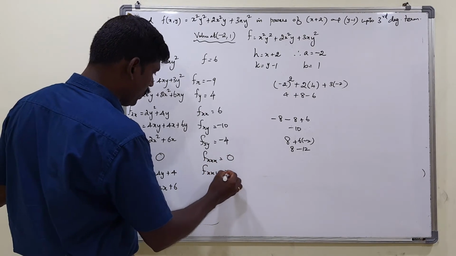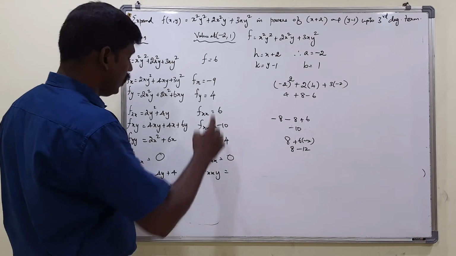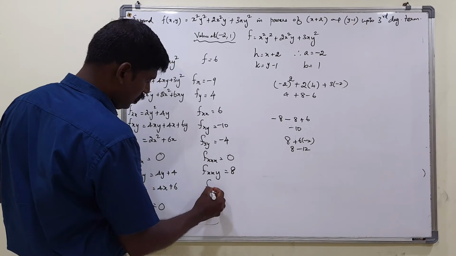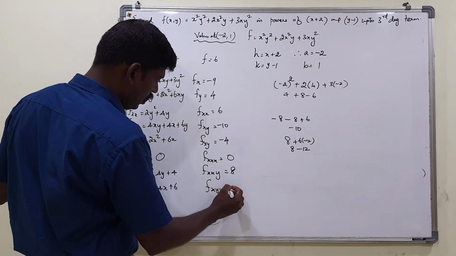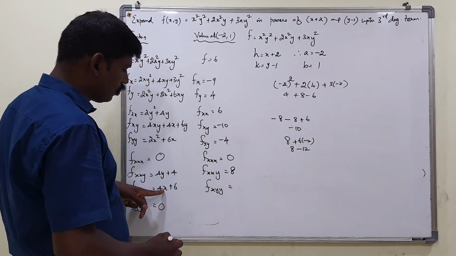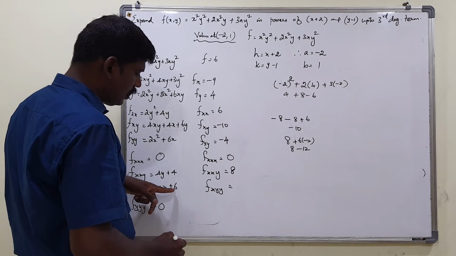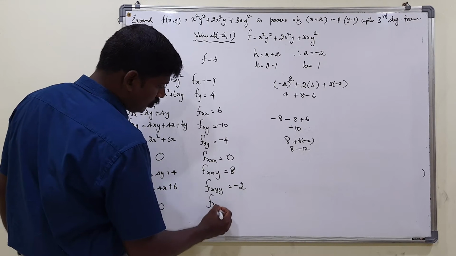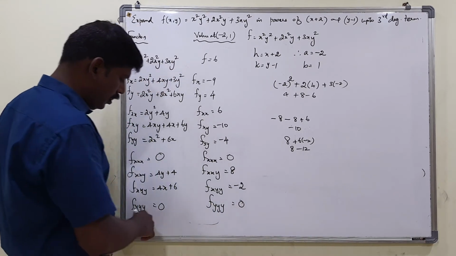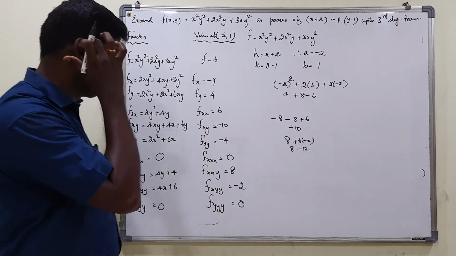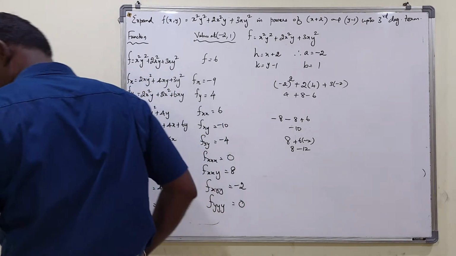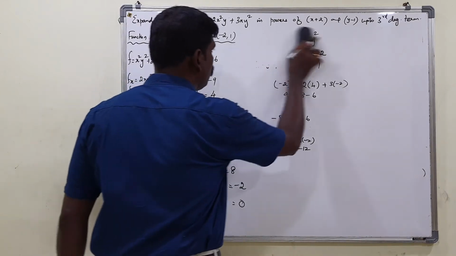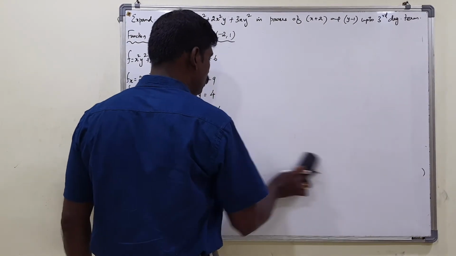And then f triple x is equal to 0. f double x y is equal to, what is y? It is 1. So 4 plus 4, 8. f x double y equal to, x is minus 2. So 4 into minus 2, minus 8 plus 6. So minus 2. As usual, f triple y is equal to 0 already. That's all. So now I have found all these values. Now let us substitute these values into the Taylor series expansion formula to get the answer.